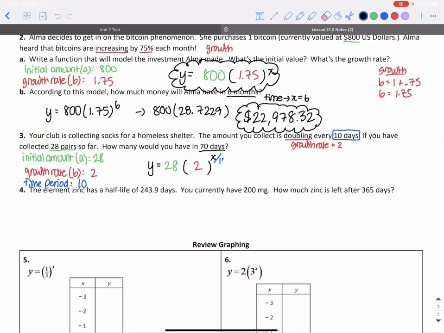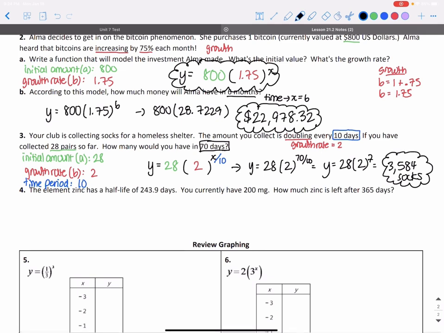So we're going to plug in 70 days, which is our time that's passing by. So we have y is equal to 28 times 2 to the 70 divided by 10, which is y is equal to 28 times 2 to the 7th power. So if you do 2 to the 7th power times 28 in your calculator, you're going to get 3,584 socks.